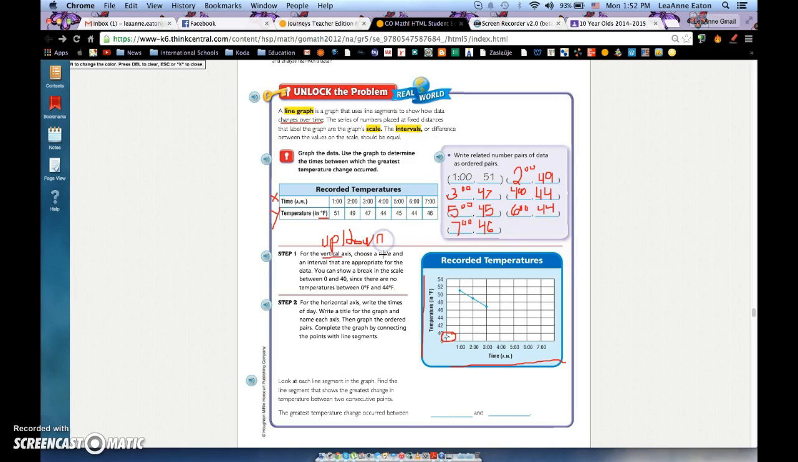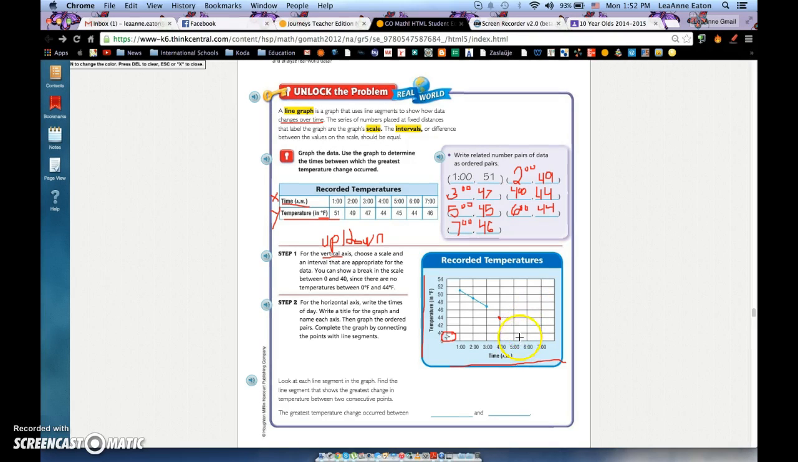For the horizontal axis, write the times of the day. And then you make sure that you title both of them, temperature in Fahrenheit, time, AM. Where did these titles come from? They're right here, time, AM, temperature in Fahrenheit. So you just simply copy that over. And then you draw a point. So 1 o'clock, we have 51 degrees. 2 o'clock, we have 49 degrees. 3 o'clock, 47 degrees. And then at 4 o'clock, we have to go to 44 degrees.